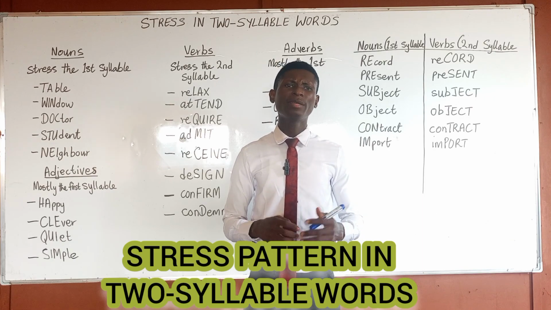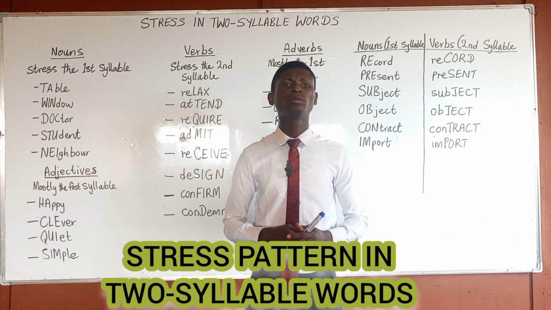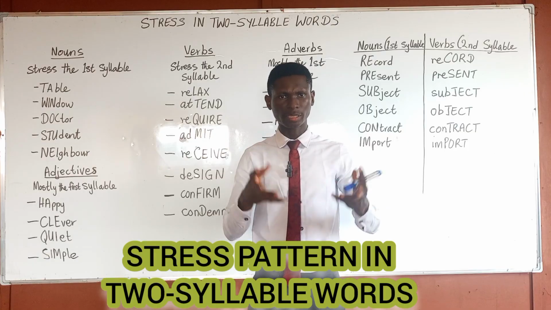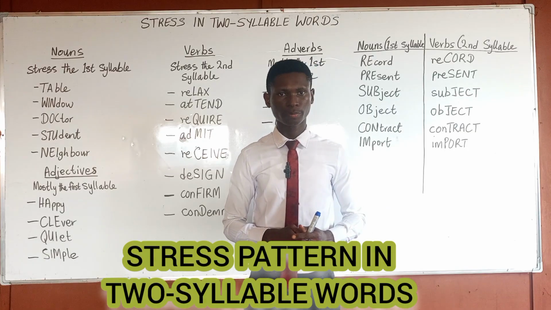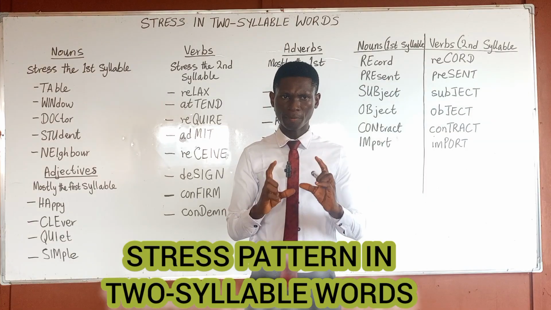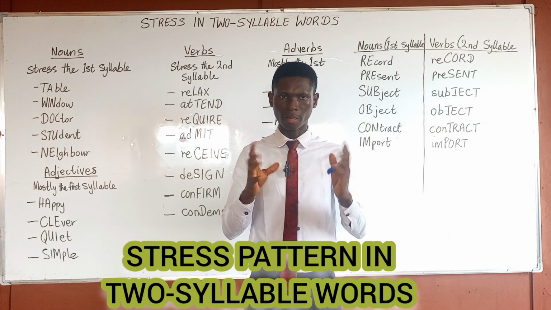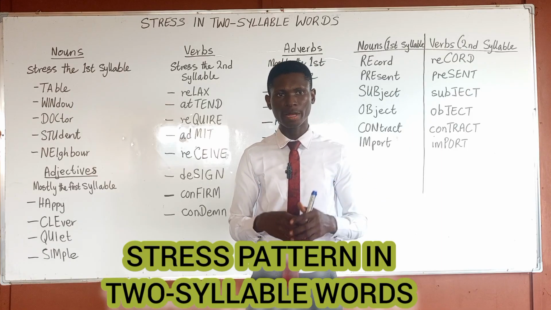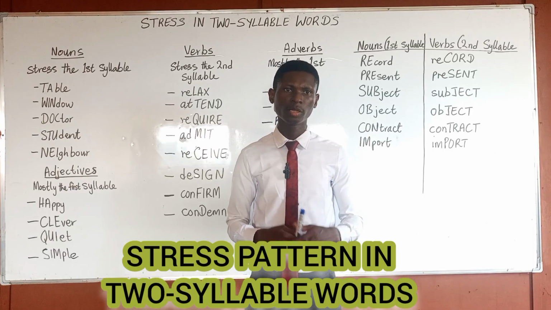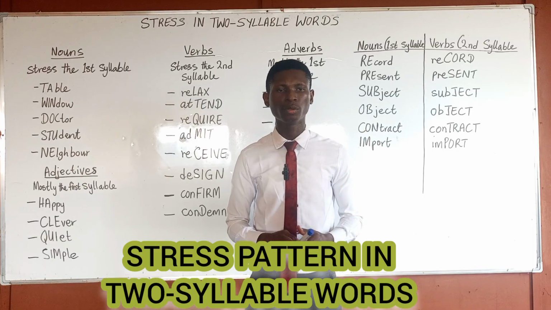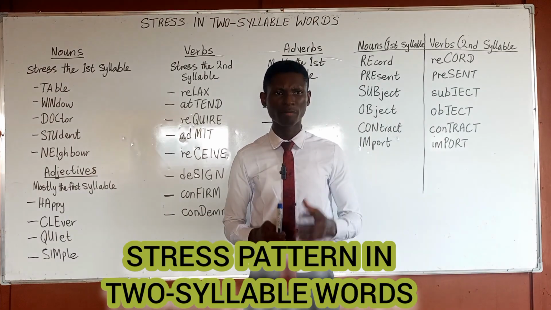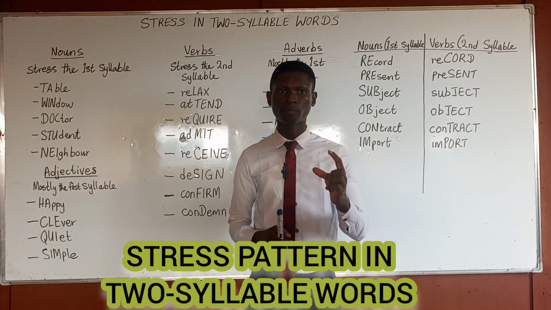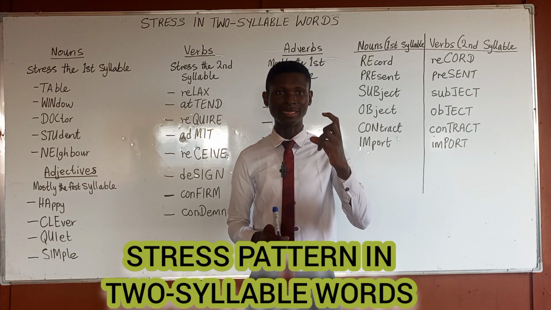Now, how can we identify stressed syllables in words? How can we identify the syllable that is stressed in a particular word? Remember, this will help you to sound well when you're speaking. You're able to articulate words the way they are supposed to be articulated. So instead of saying "bees-kit", you will be able to say "bis-kit", because you know that the stress is on the first syllable of that word, bis, and not bees.